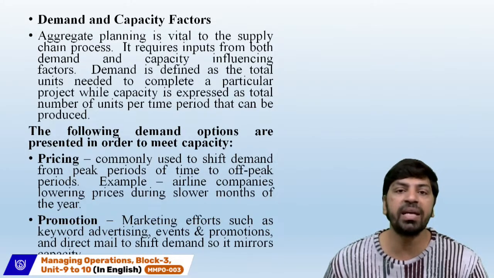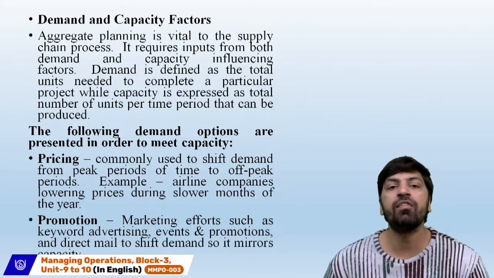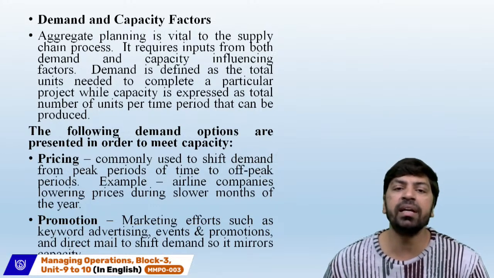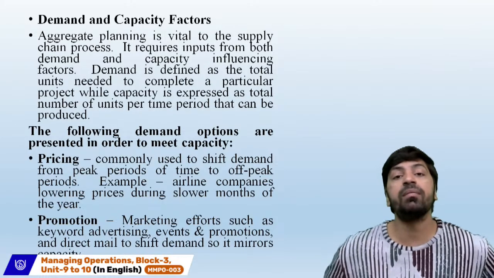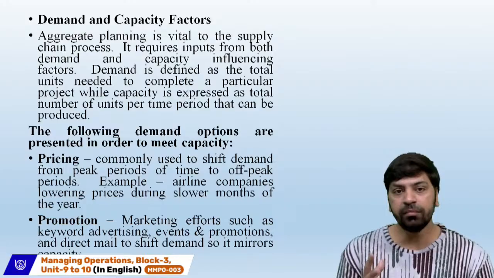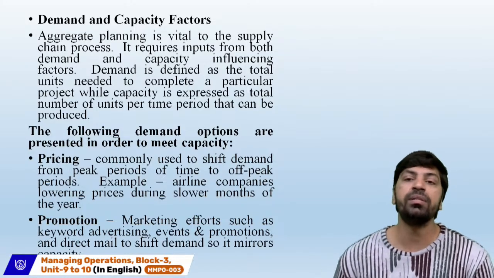The first one is pricing. It is the most common factor which is used to shift demand from peak periods of time to off-peak periods. Let's take an example to understand. Airline companies lower the prices during the slower months of the year, and increase the prices during a peak period. This is how the price has to be decided according to the seasons.